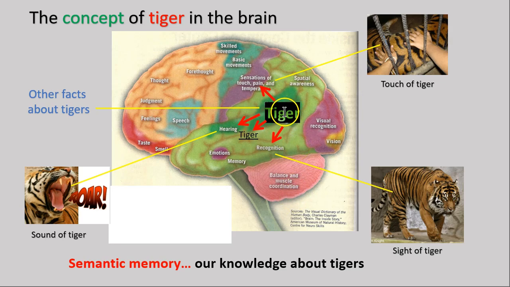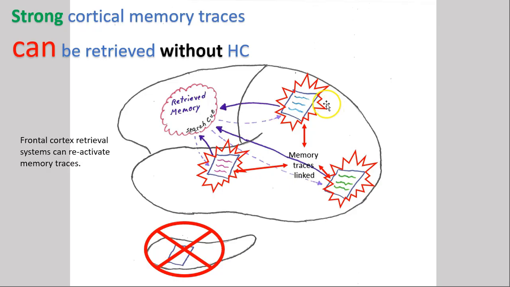So the concept of a tiger includes what a tiger looks like, stored as a memory trace in visual areas, what a tiger sounds like, stored as memory traces near the hearing area, what a tiger feels like, stored as memory traces near the touch area, and the sound of the word tiger and other related facts about tigers, which would be linguistic, so words and their meanings. Well, the brain will link all of those memory traces together, sort of a hub of memory traces linked together, and this is what we would say is the concept of tiger stored in the semantic memory system in the cerebral cortex.